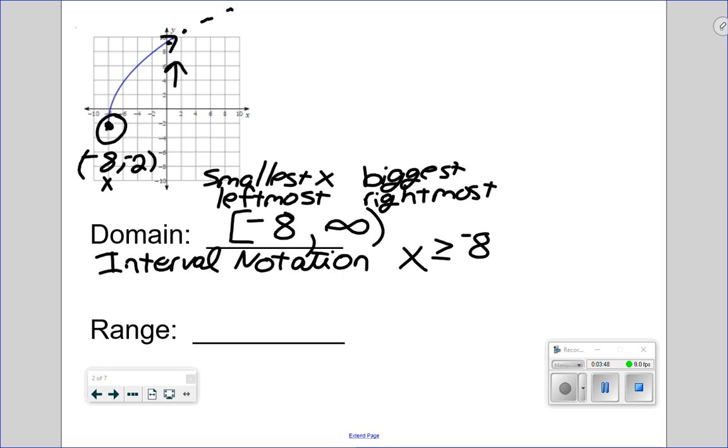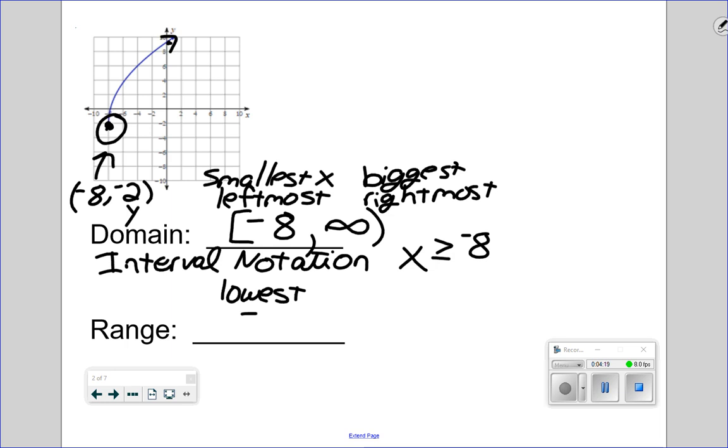Now let's talk about range. Range is the y values. So the process is similar, except when we talk about y values, we're looking vertical, up and down. So y values, since it's the vertical axis, when you're looking to see what the smallest y value it could possibly be is, you're looking for the lowest point on the graph. That's again this point. So the lowest point on the graph is that point. Again, it was -8, comma, -2, but for range, we're only concerned with the y value. The lowest y value on this graph is -2, and we use a bracket to include it.